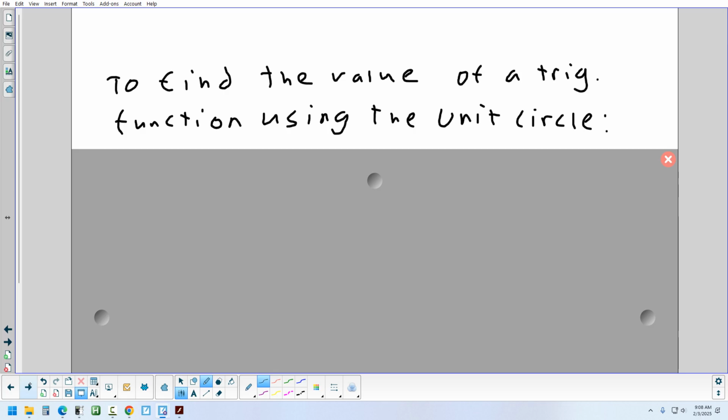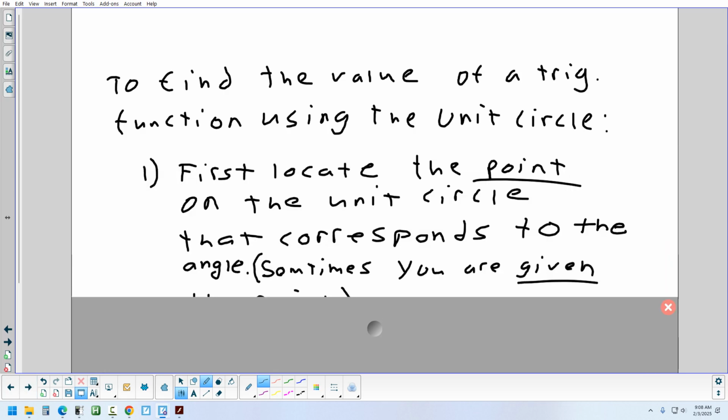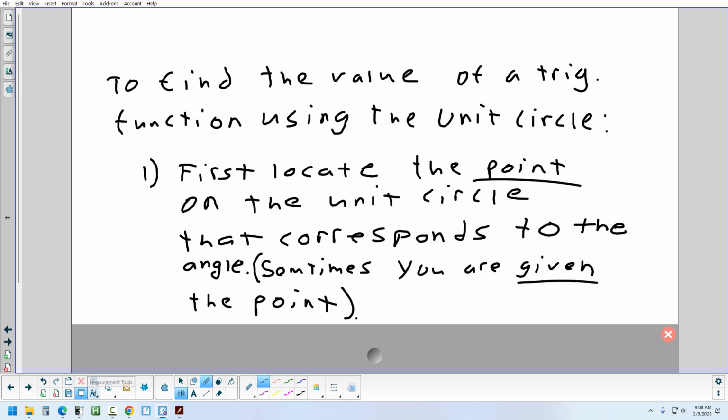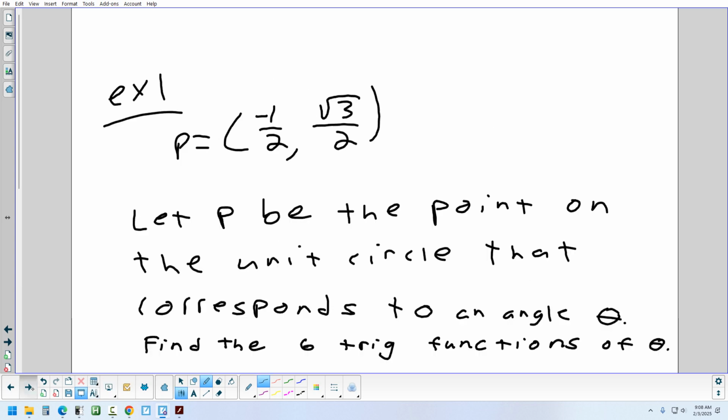Okay, so how do we do unit circle trig? The very first step is find the coordinate. Sometimes they'll give you the coordinate. If they give you the coordinate, great. Step 1's already done. What would a problem look like where they give you the coordinate? It would look like that. It would say, let P be a point on the unit circle, and they gave you the coordinate up above.